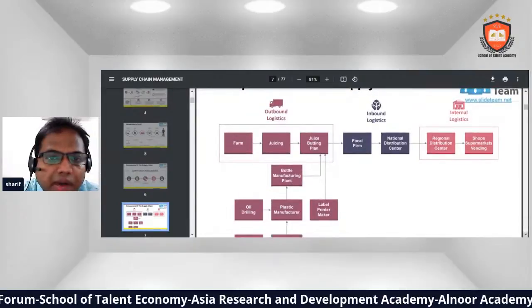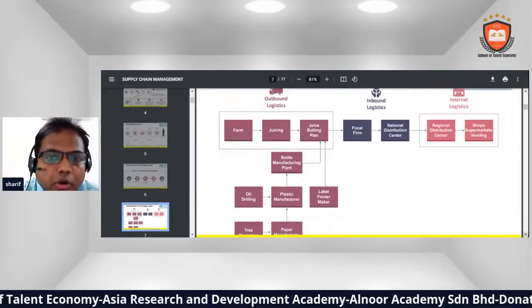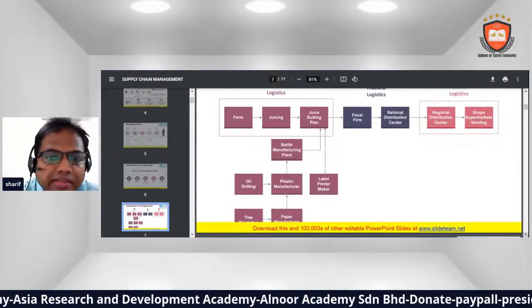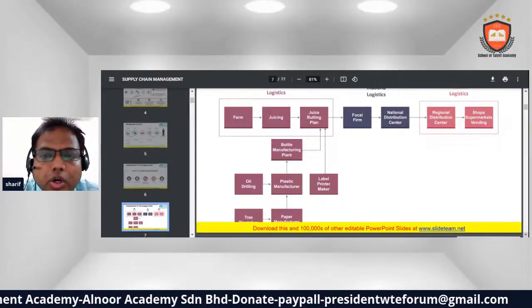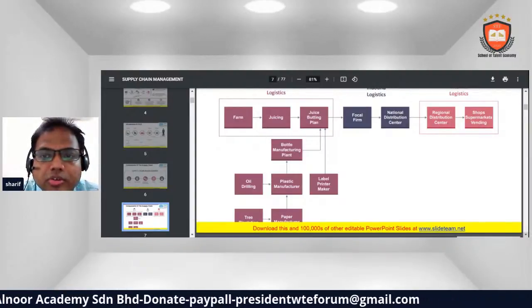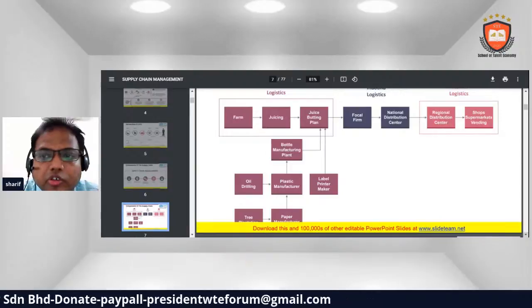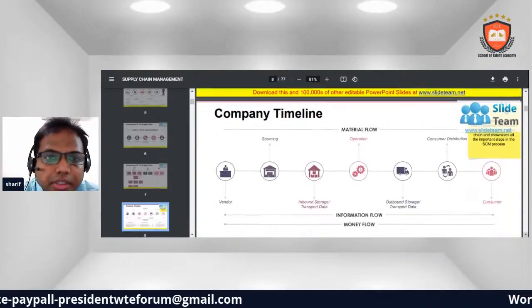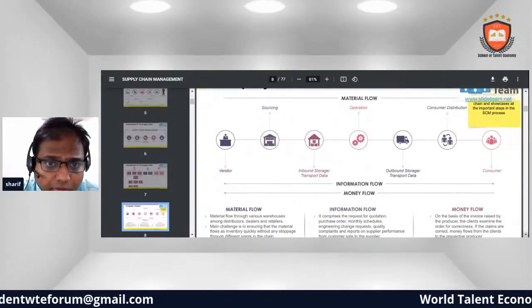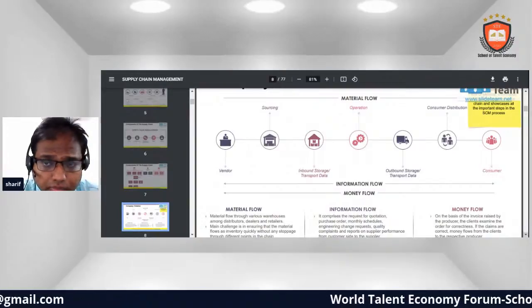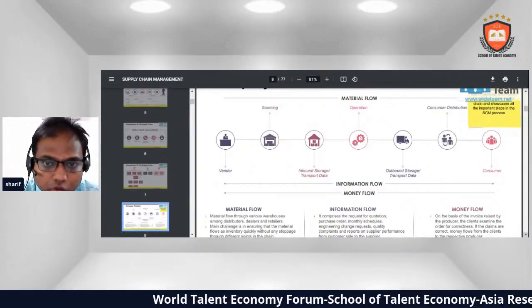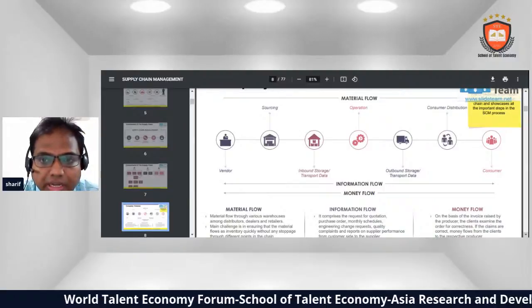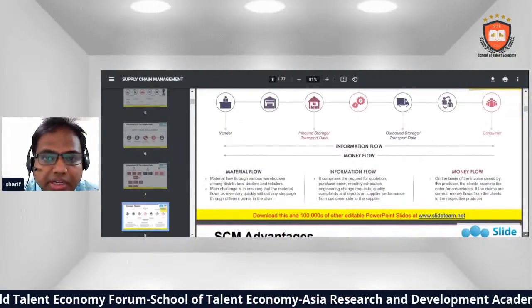Components of the supply chain: farm, juicing and bottling, bottle manufacturing plant, well drilling, plastic manufacturing, label printing, trees, paper, forest farm, national distribution center, regional distribution center, shops, supermarkets, vending. Company timelines: we have vendor, source, operation, consumer distribution, inbound storage and transportation data, outbound storage and transportation data.